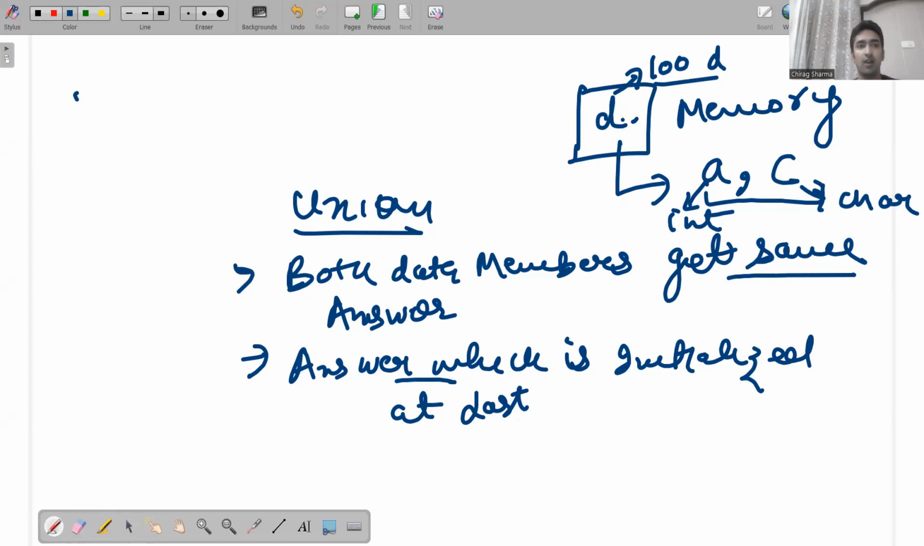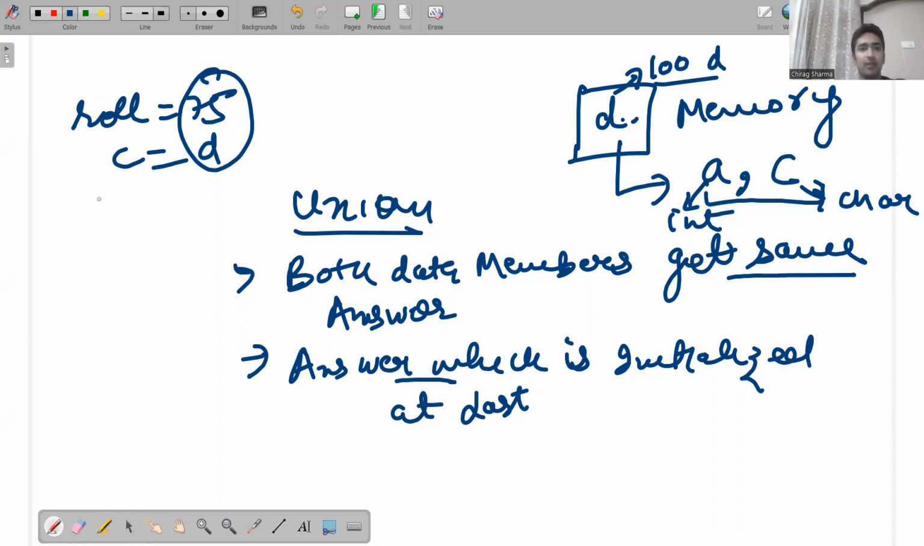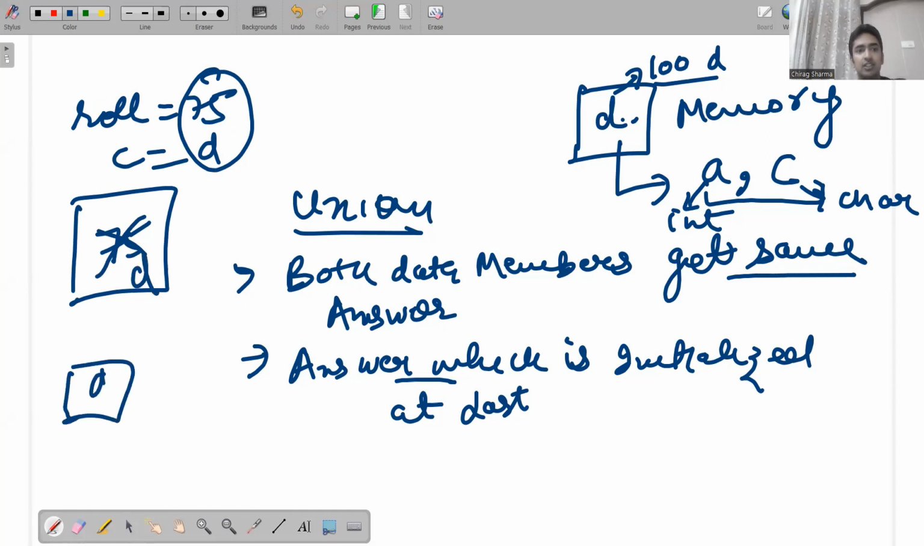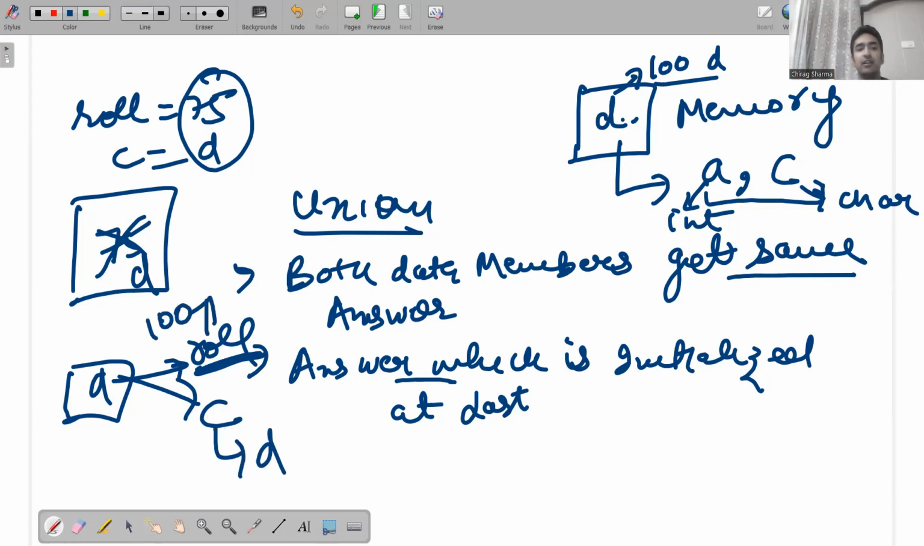So initially you initialized roll with 75 and C with small d. So initially your roll number was 75, your character value was D. So initially 75 was there, and it was replaced with D. So D is shared by roll as well as C, and because roll number was integer, in terms of integer it is 100, and in terms of character it is D.